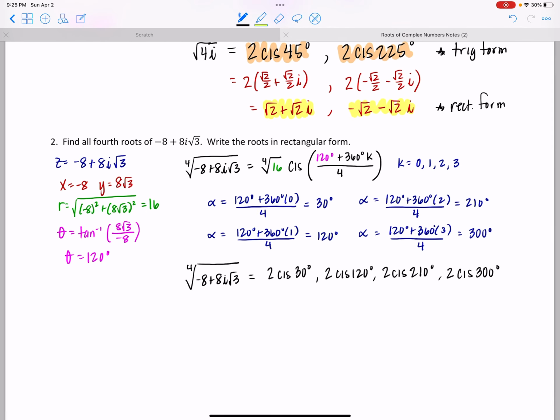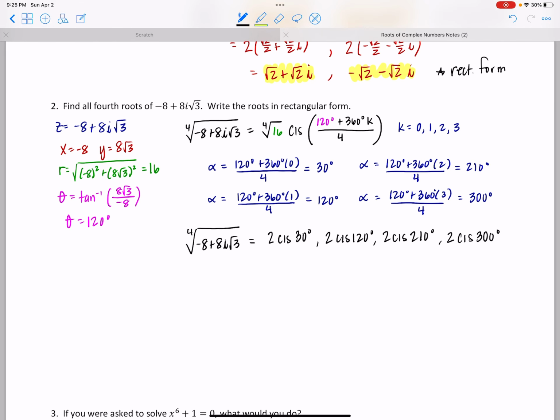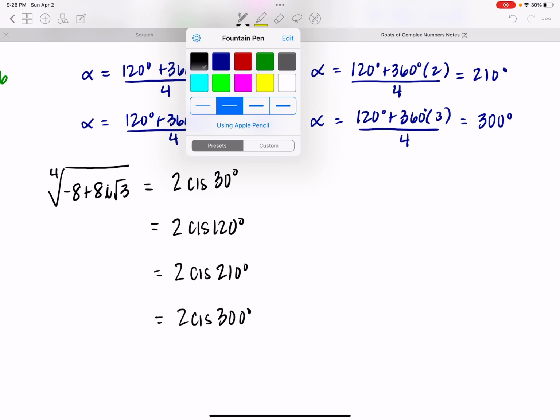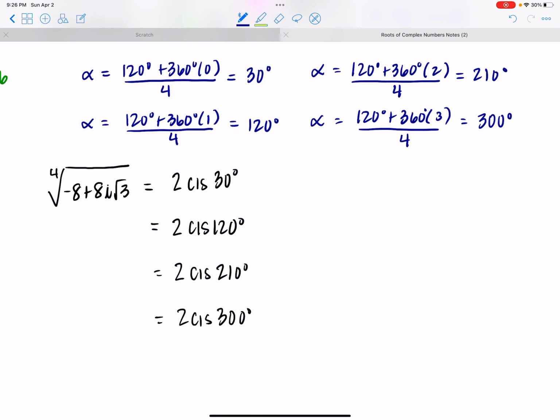And if I asked you for those, I'm going to move these. If I asked for those in polar form, then that's it. You'd be done. That's your polar form and you're good. I'm going to write them out this way since I have more space that way. So 2 cis 30, 2 cis 120, again 2 cis 210, and then 2 cis 300. So these would be my solutions in polar form, or my 4th roots in polar form.